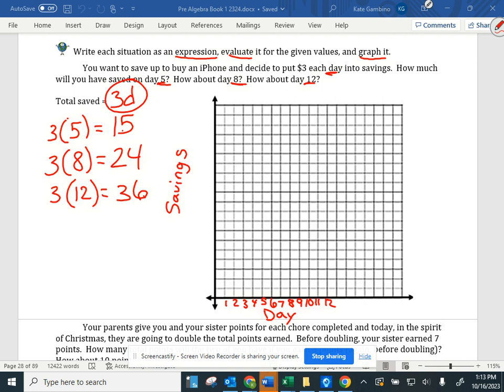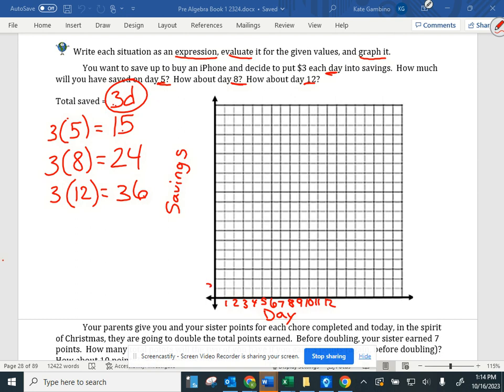Do I have 36 lines? I don't think so. What do you think I should skip count by? What would make sense, Claire? 3. Because I'm multiplying by 3. So I'm going to skip by 3s.